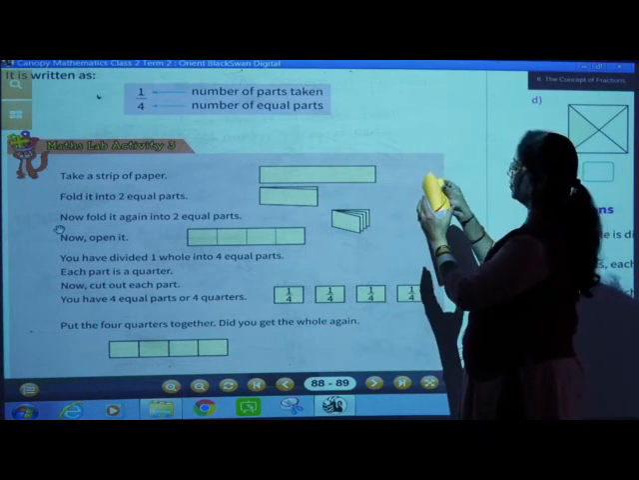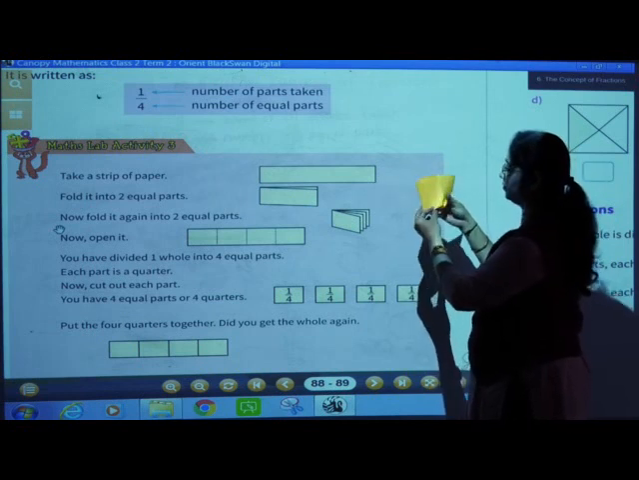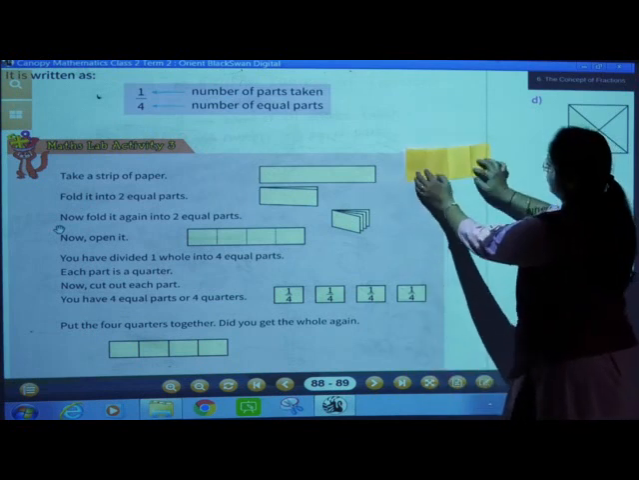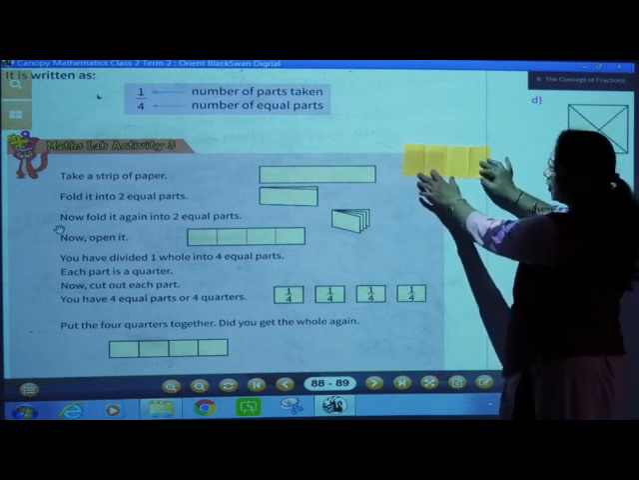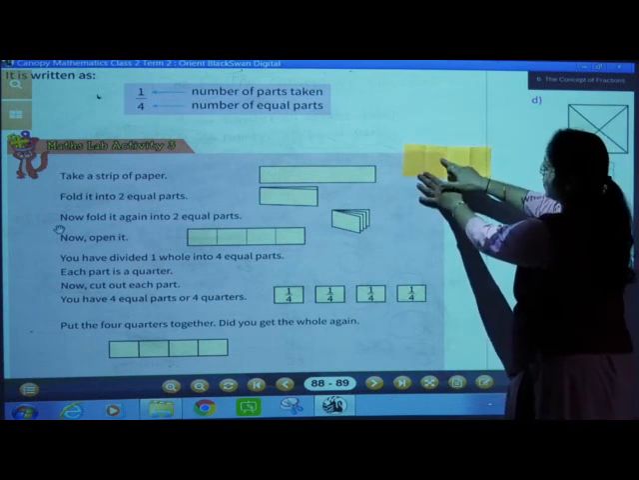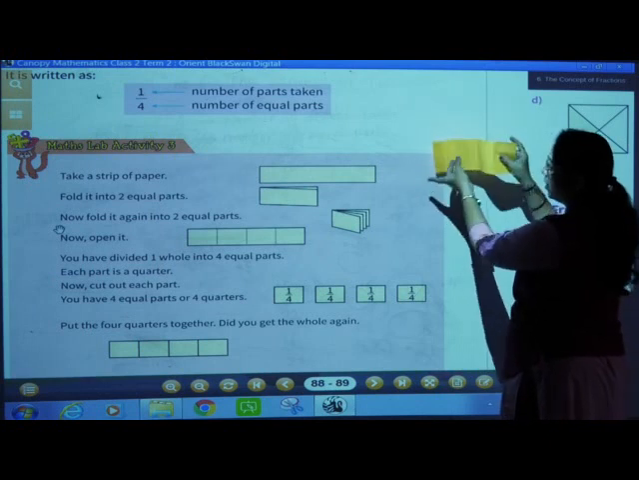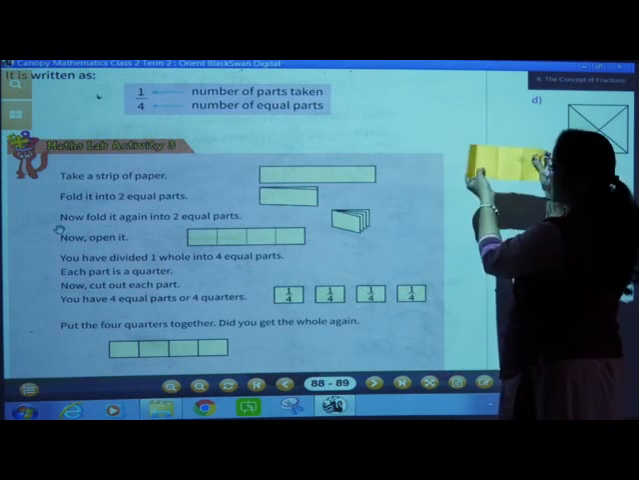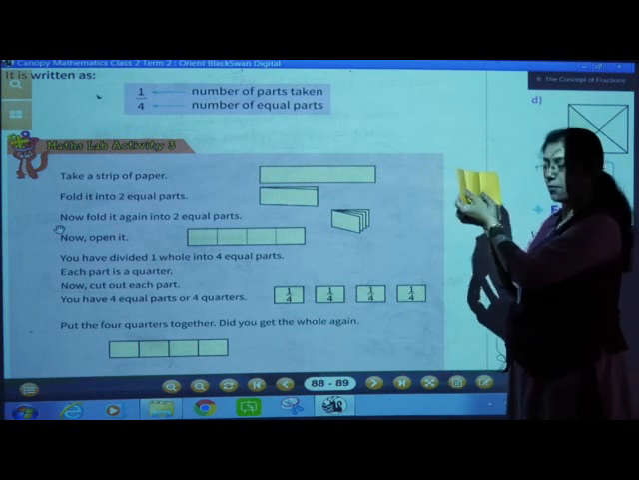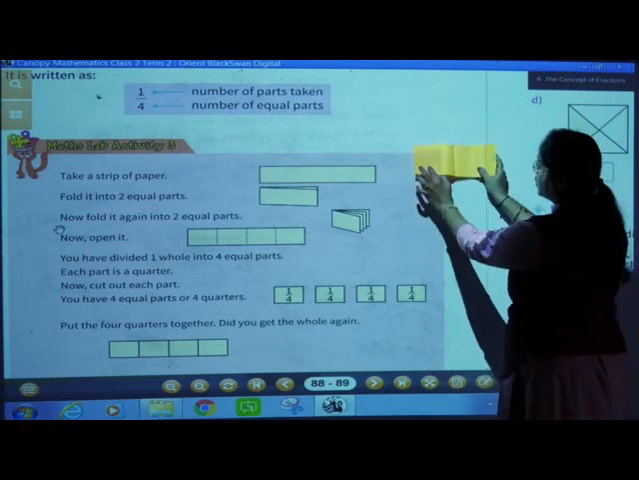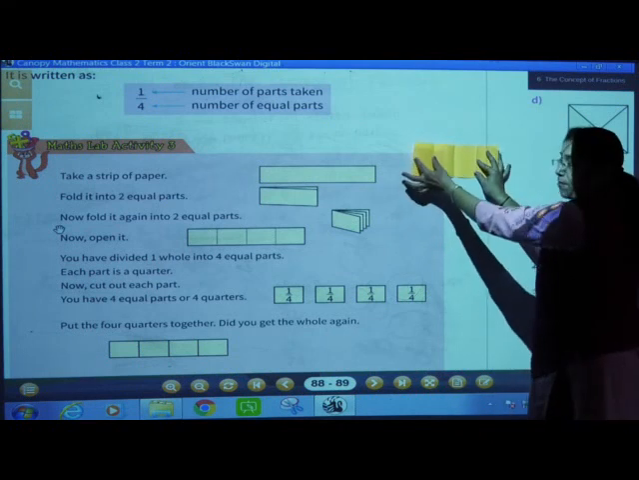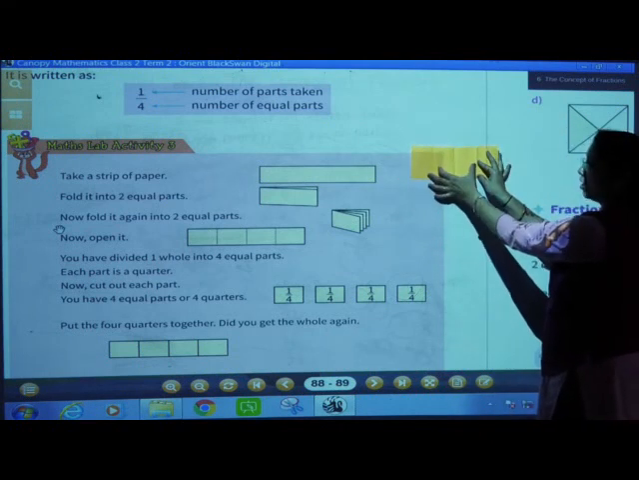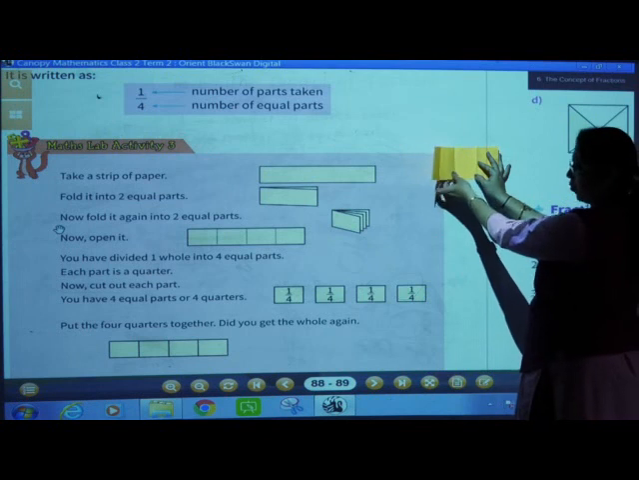Now open it. See, we have divided one whole into four equal parts. Whole means complete. Each part is called a quarter, or 1/4.